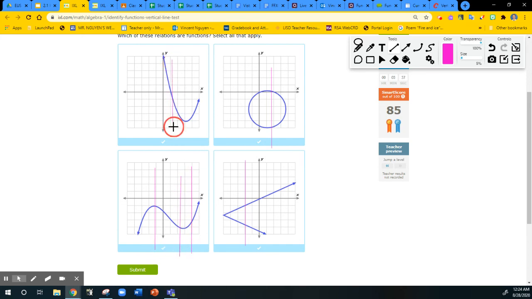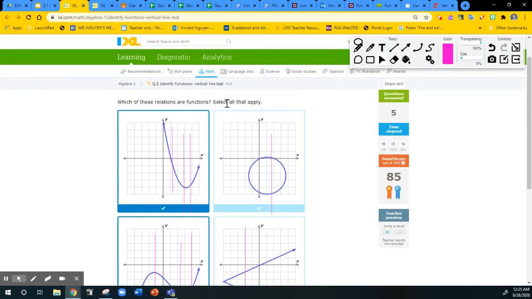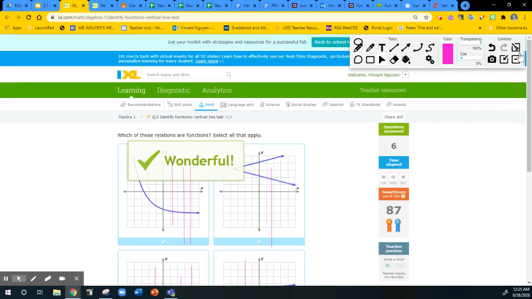This one is the same thing. It touched one place, one place, one place. So actually both of these graphs are functions. So I'm going to pick both of them, right? So this is an example of multiple answers. So I am going to pick this one and this one as my functions, right? It says select all that apply. Okay, so two answers. Awesome.